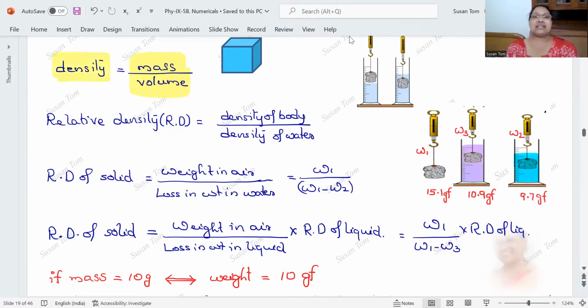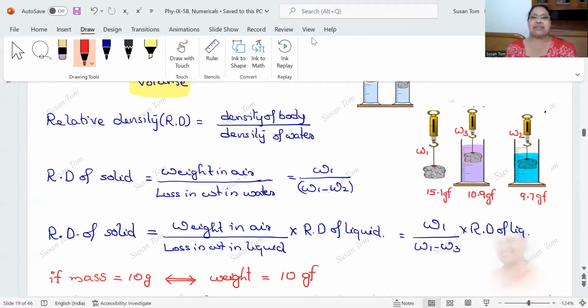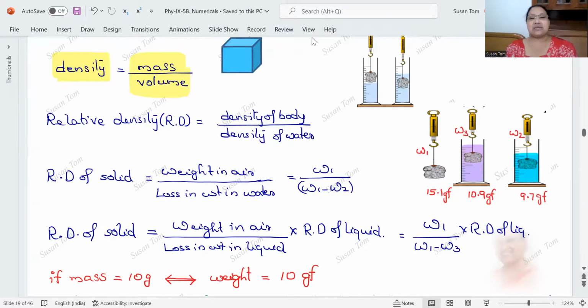For example, consider this is a cube, a cubical body I have given. Suppose it has one side as 10 centimeter. If it's a cube, all 6 sides will be the same. One side is 10 centimeter, so this also will be 10. We can consider length, breadth, height, all are 10 centimeter each. Then what is its volume?